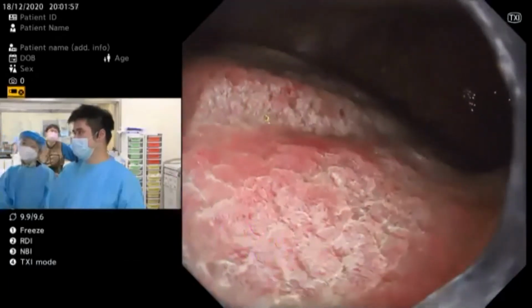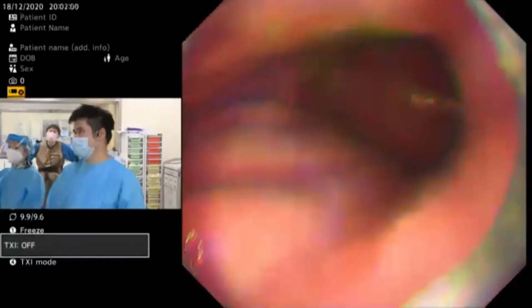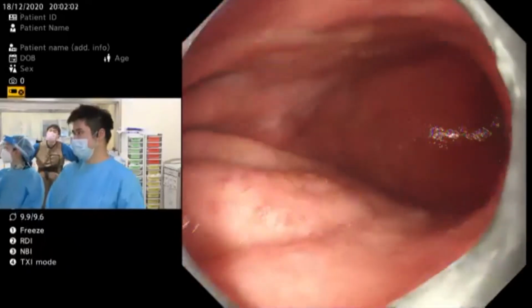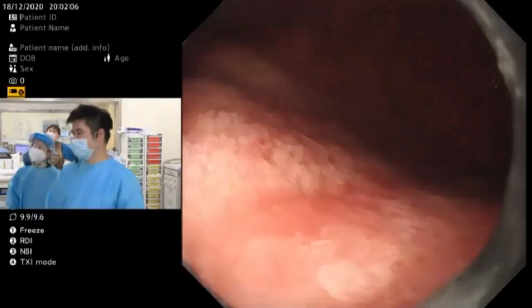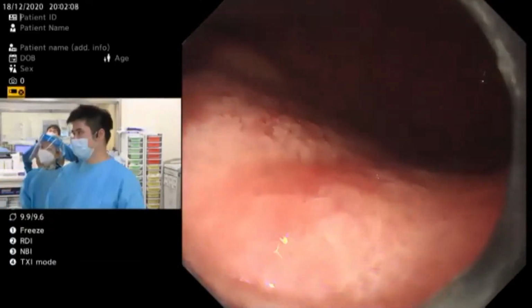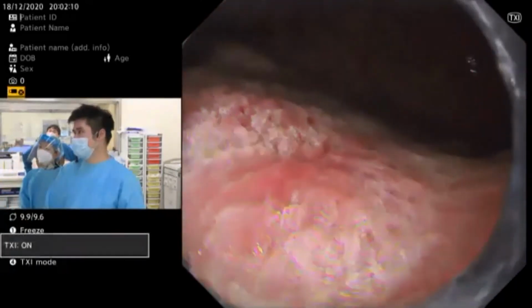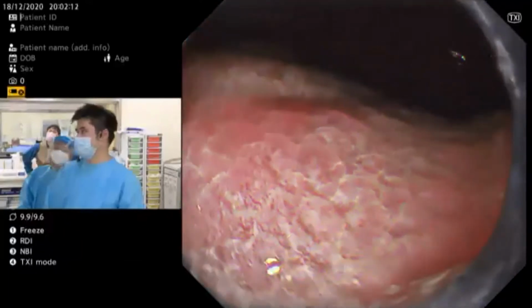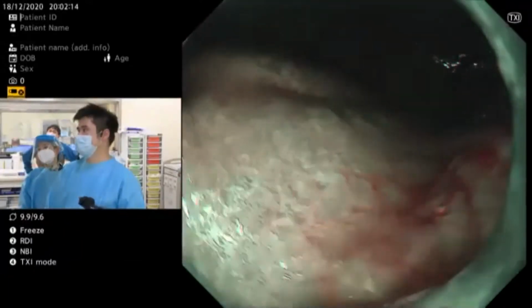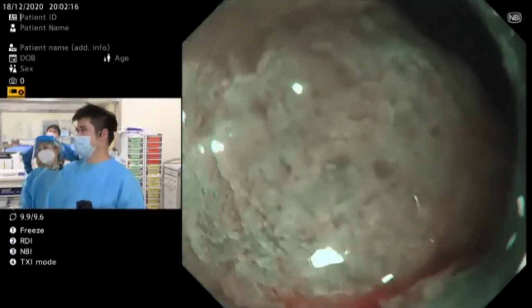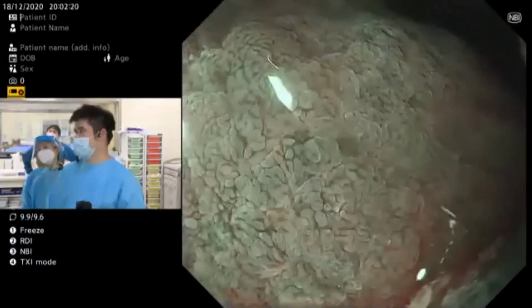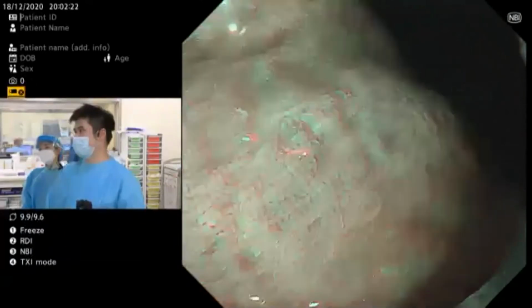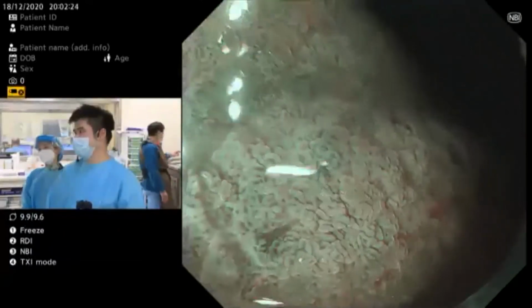As you can see, this stomach is very atrophic, and you can see all the pale colored mucosa, even in the greater curvature, signifying significant atrophy and also probably intestinal metaplasia. If you look with narrowband imaging, you can see very classical white opaque substances. These are signs that signify intestinal metaplasia.